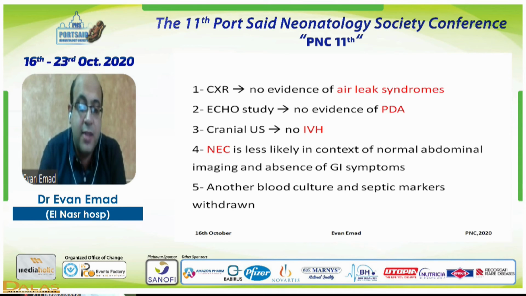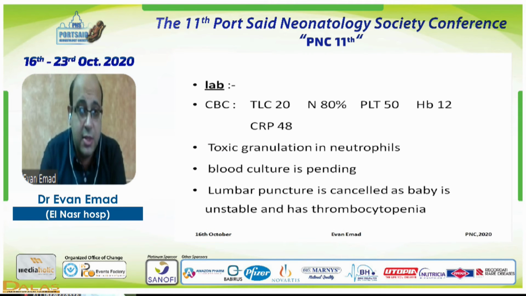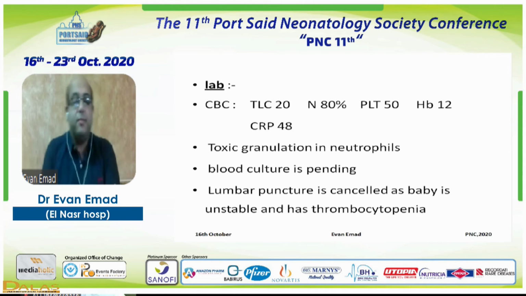Another blood culture and septic markers were drawn with these results: CBC total white count 20 and neutrophils 80%, platelets 50, hemoglobin 12, and CRP 48. There is also toxic granulation in neutrophils. Blood culture, of course, is pending. Lumbar puncture is cancelled as the baby is hemodynamically significant and has thrombocytopenia.